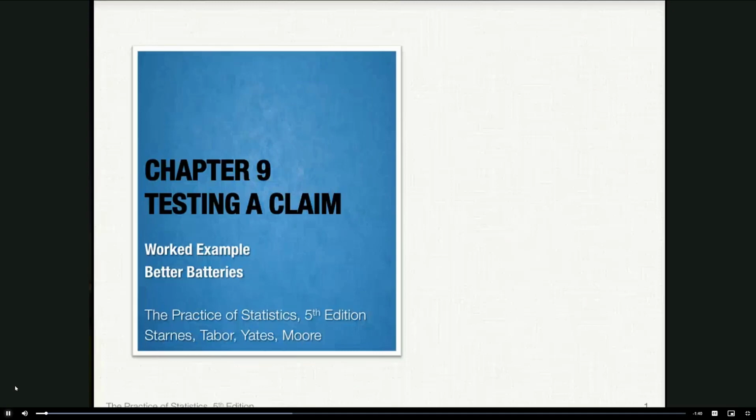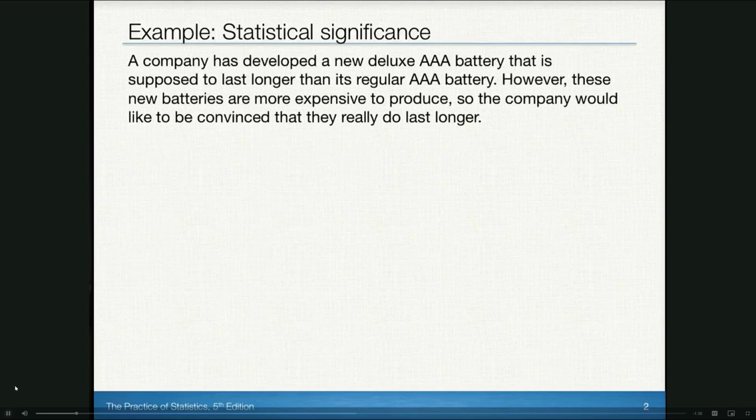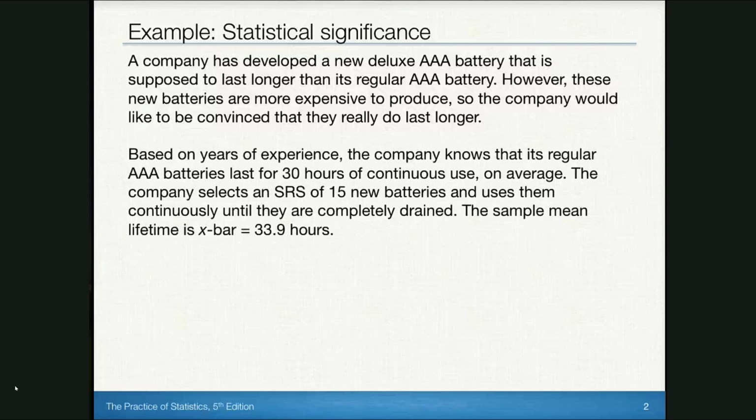Hi, this is Jason Molesky. In this example, we'll take a look at the concept of statistical significance. A company's developed a new deluxe AAA battery that's supposed to last longer than its regular AAA battery. However, these new batteries are more expensive to produce, so the company wants to be convinced that they really do last longer. Well, based on years of experience, the company knows that its regular AAA batteries last for 30 hours of continuous use on average. The company selects a simple random sample of 15 new batteries and uses them continuously until they're completely drained. The sample mean lifetime is x bar equals 33.9 hours.